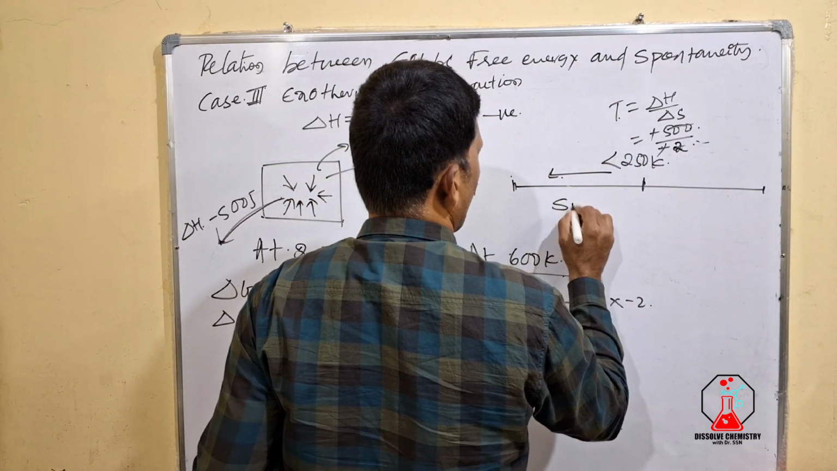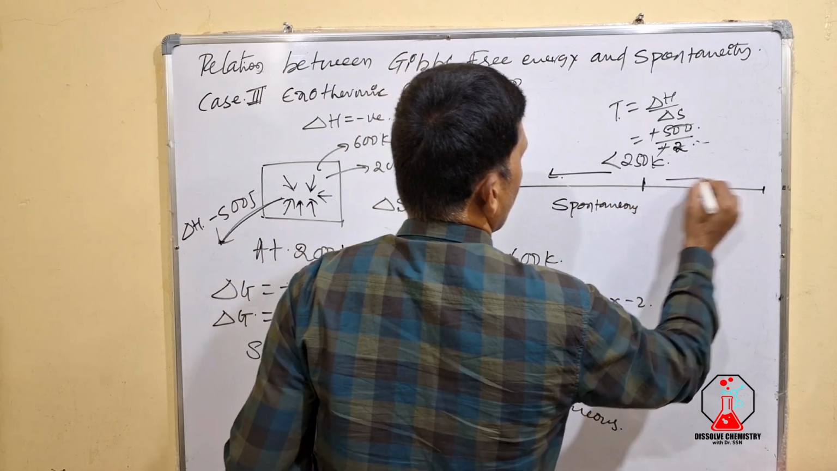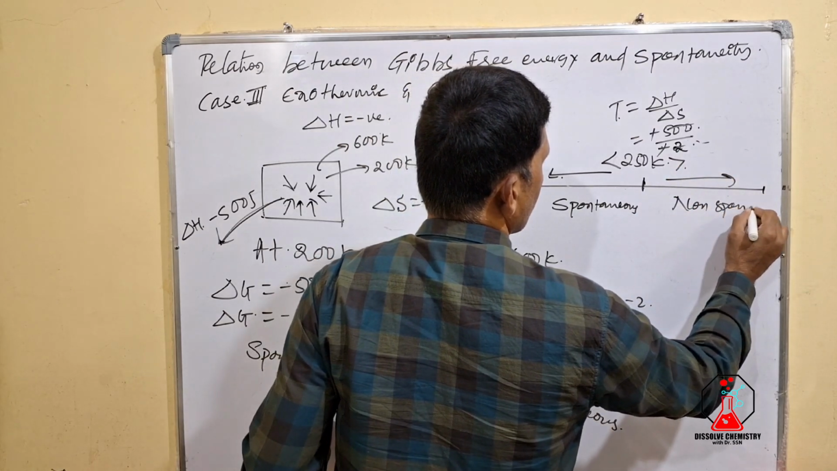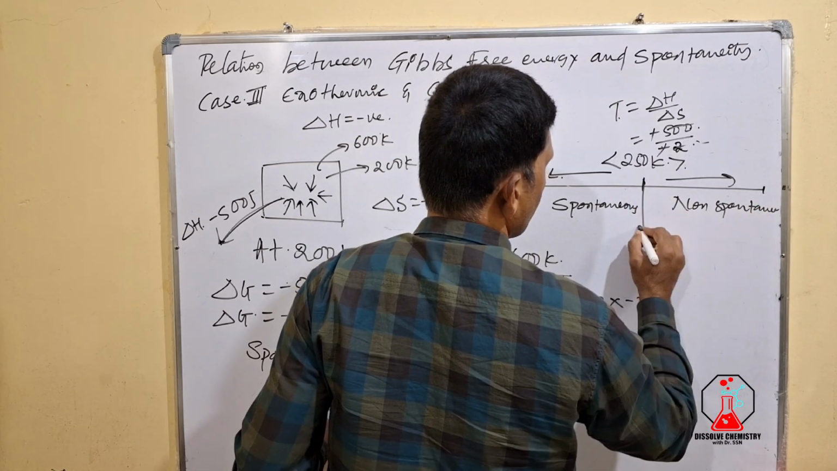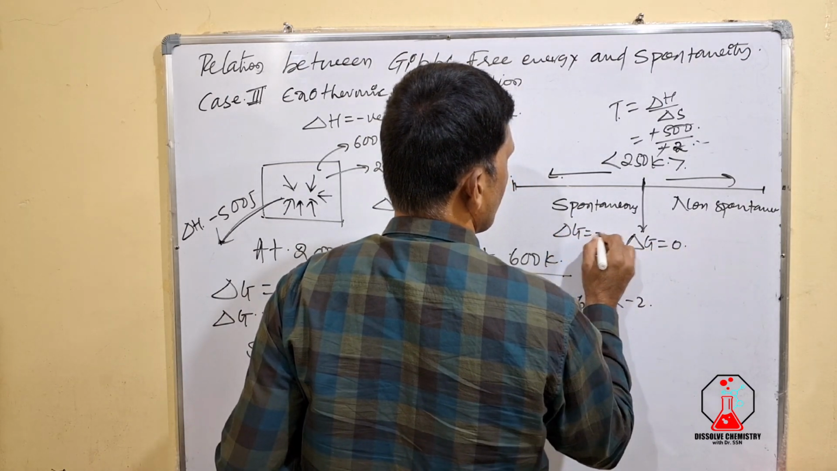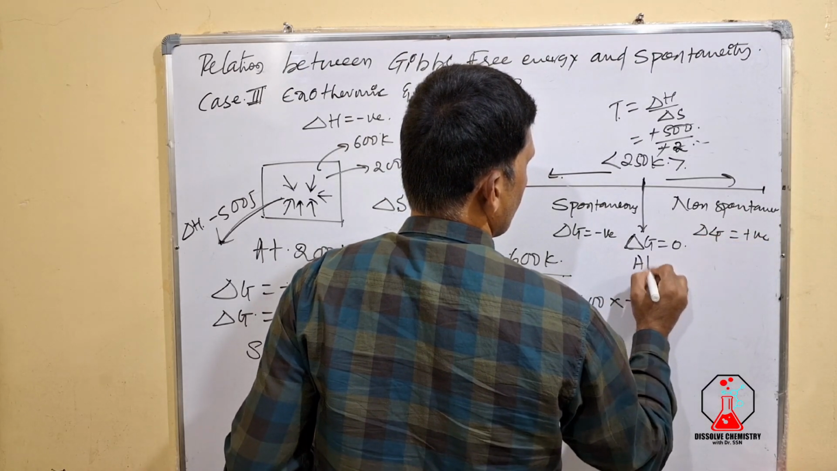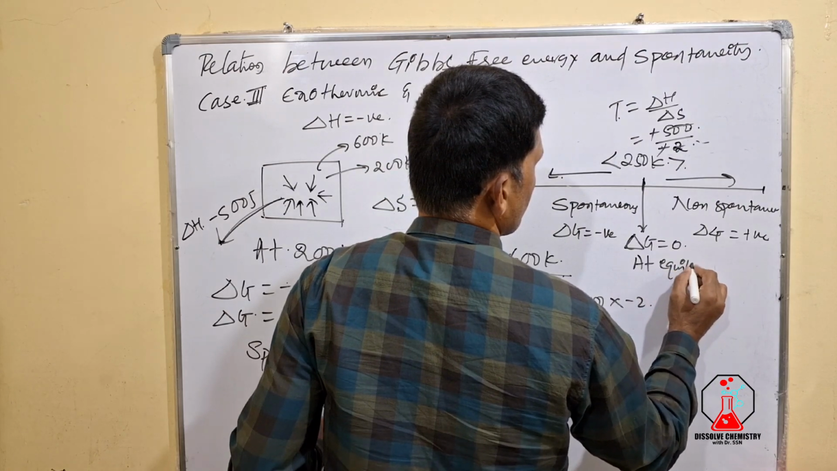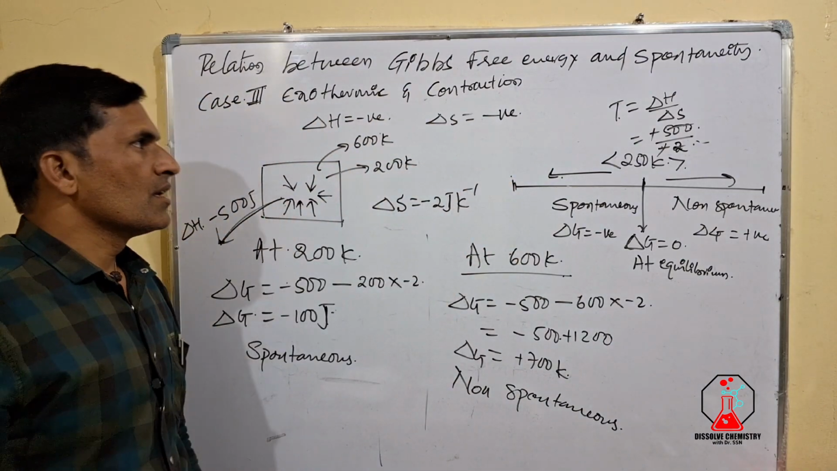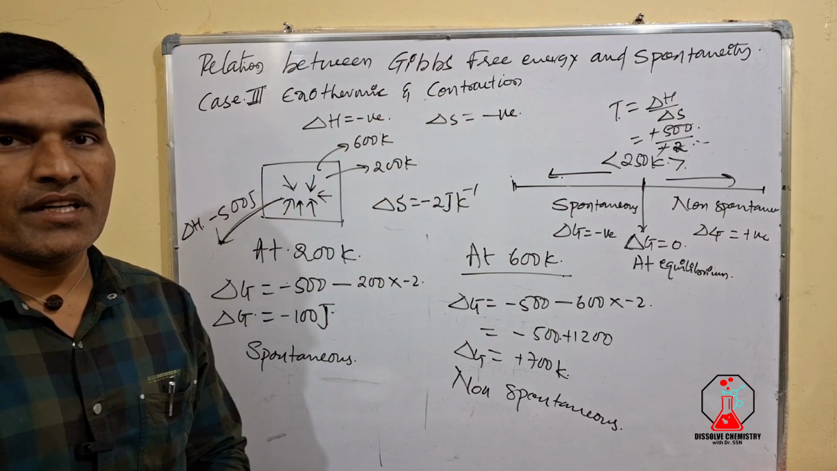So less than this 250 Kelvin, if it is there, then it is spontaneous. And above this 250 Kelvin temperature, it will be non-spontaneous. And at this temperature, your delta G will be equal to 0. Here your delta G is negative, and here your delta G is positive. And it is at equilibrium. So you should remember this. I hope you have understood all these four conditions we have taken.